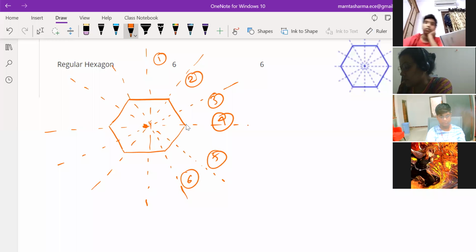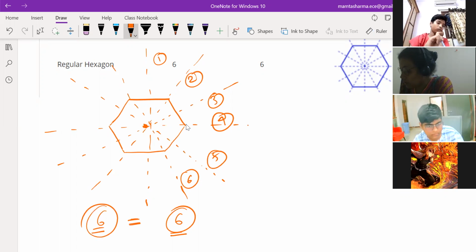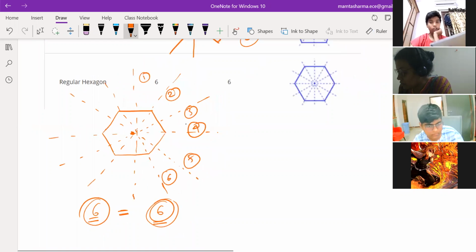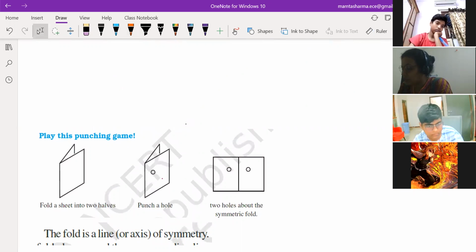Total 6 lines. Okay. A regular hexagon has 6 sides and the number of lines is also 6. So it means both are the same. In a regular polygon, the number of sides and the number of lines of symmetry would be equal. Clear? Yes, ma'am, it's clear. Okay. Now we will do a few questions.